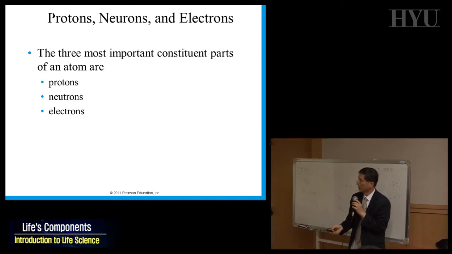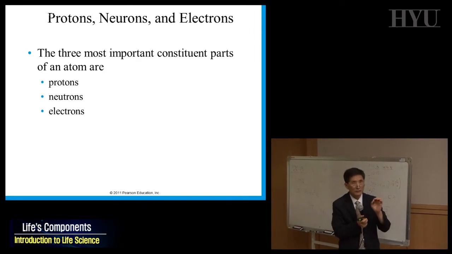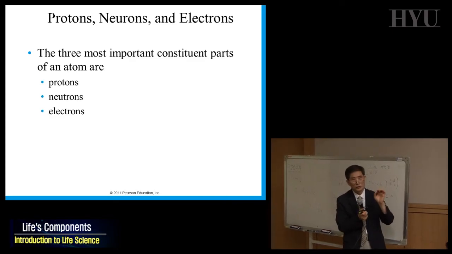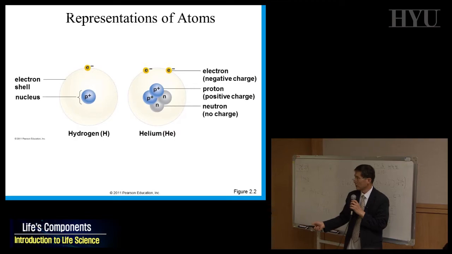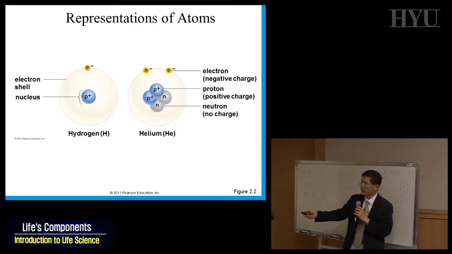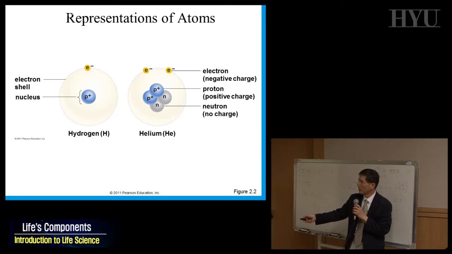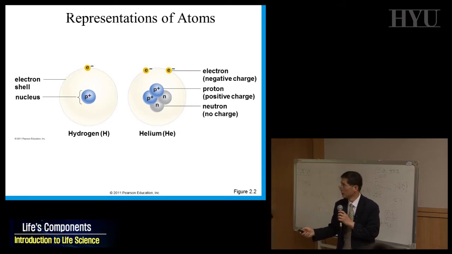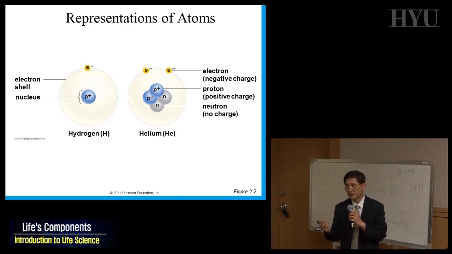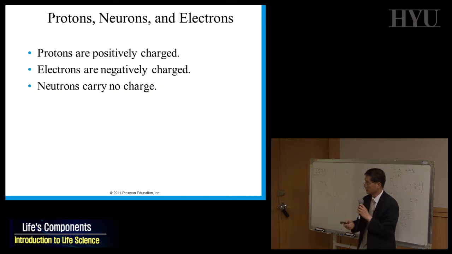Then the atom consists of 3 components: protons, neutrons, electrons. So this is a hydrogen atom. This is a helium atom. An atom consists of a nucleus where the protons and neutrons are located, and then the electron goes around, far away. An electron has negative charge, whereas the proton has positive charge. Neutron doesn't have any charge. So it's a basic thing. Protons are positively charged, electrons are negatively charged, neutrons carry no charge.